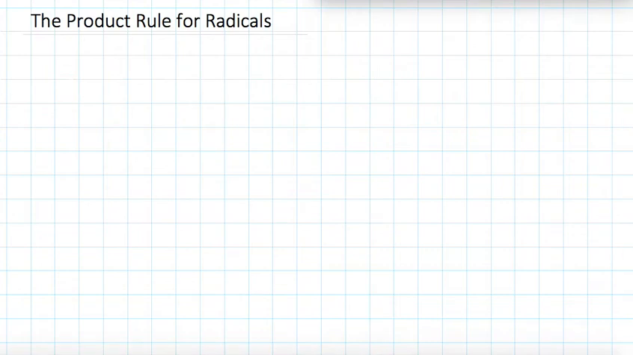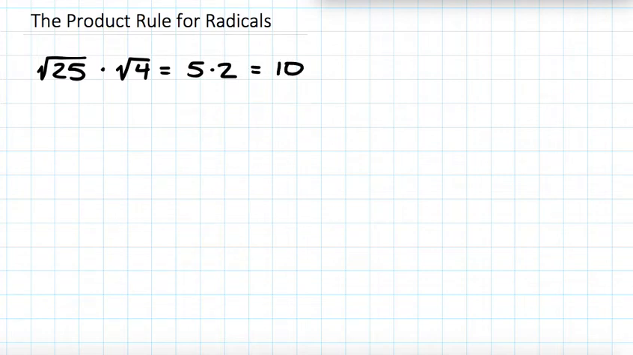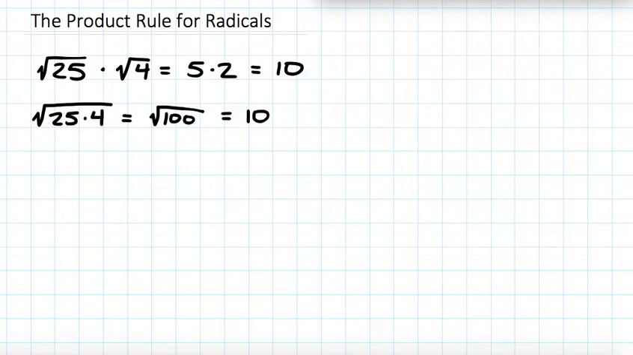illustrate this with an example. So if I have the square root of 25 times the square root of 4, I know that the square root of 25 is 5. I know that the square root of 4 is 2, and 5 times 2 is 10. Now, if I do the square root of 25 times 4 under one radical symbol, one square root bar, I know that 25 times 4 is 100, and the square root of 100 is 10.